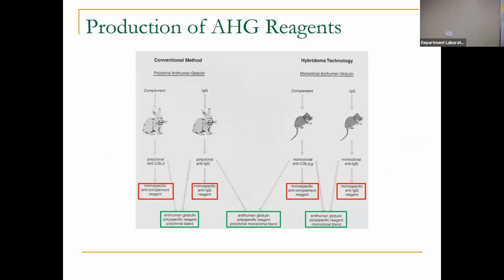As we start building on our blood bank, you will start seeing all the different reagents, and that is why now we have very specific reagents. We have the monoclonal complement, C3b, C3d. We also have the monoclonal IgG. As we start detecting specific antigens, you'll see that we have monoclonal anti-D. We have monoclonal for all of our red cell antigens.